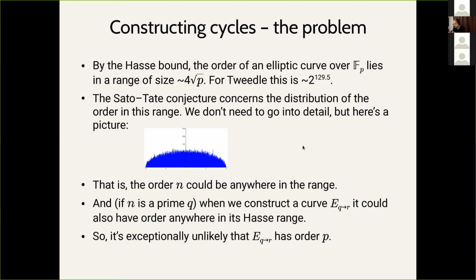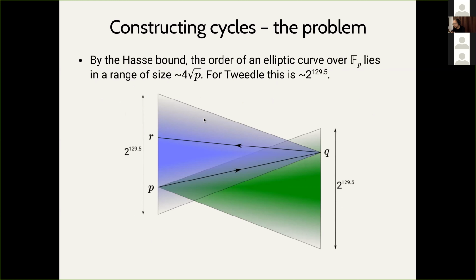The point, so question, this is a bit confusing because it seems like you're suggesting the order is 2 to the 128, roughly speaking, but it's 2 to the 256, right? No. This is the range in which the order can lie. I'll show you on the next slide. So each of these values is roughly 2 to the 256, but the range of possible orders is a 2 to the 129.5 range.